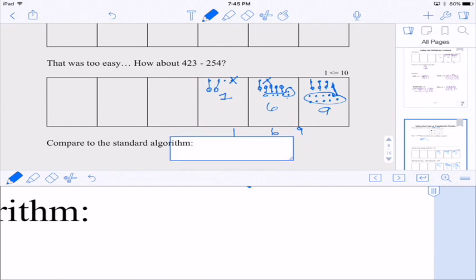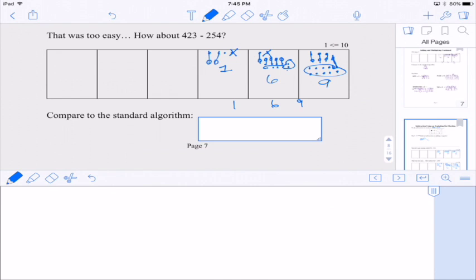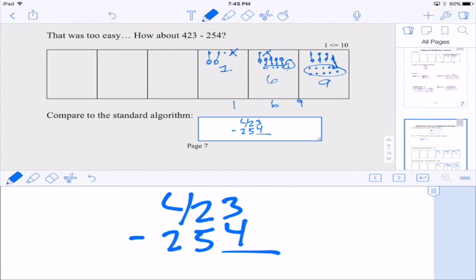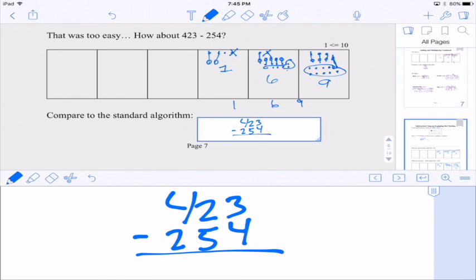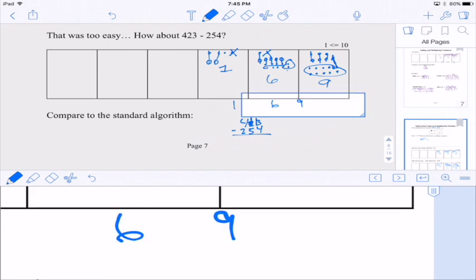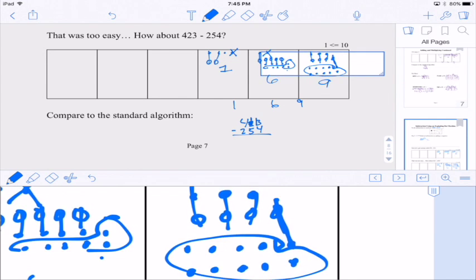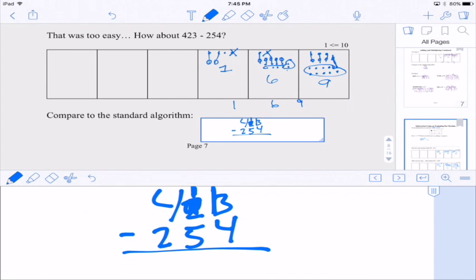Okay? So if we did it from the standard algorithm, let's show how this is exactly the same. So 423 minus 254. Well, we look at 4. Can we take 4 away from 3? Well, we'll get a negative number, so it's not really going to work. So we look at our 10s, and we take one of those 10s from 20, and now we bring 10 over and make this 13. That's exactly what we did over here. And then we could do our cancellation. So now 13 minus 4 is 9, which is what we got.